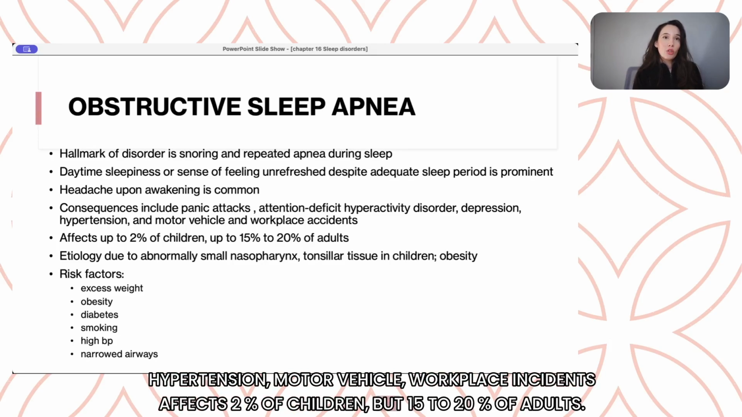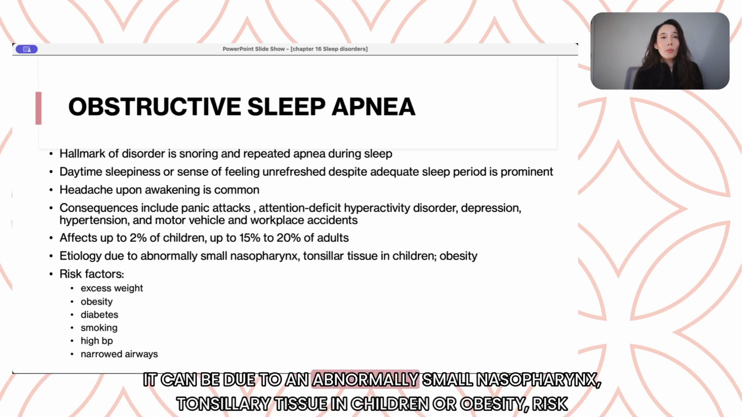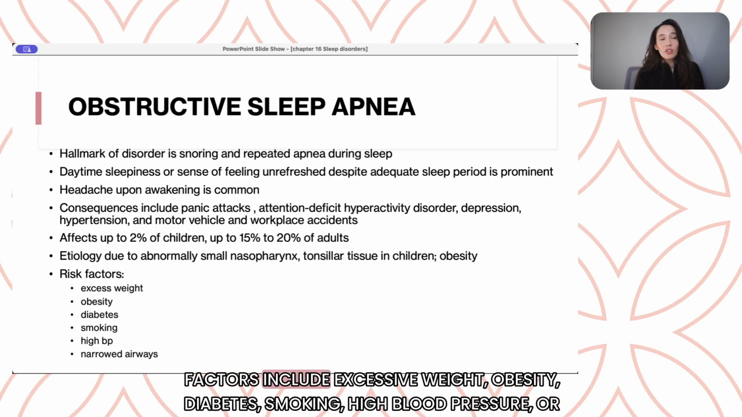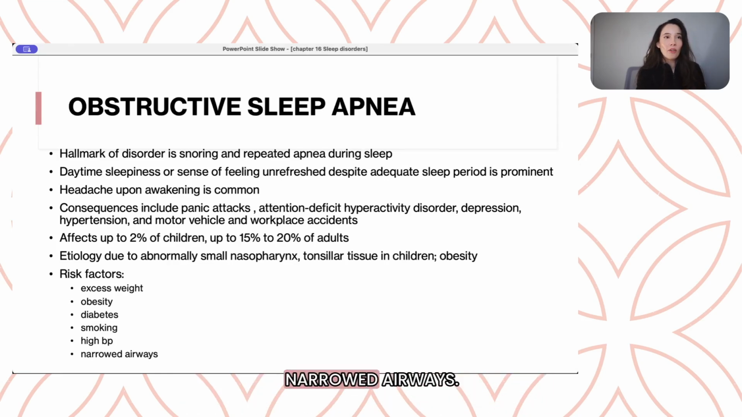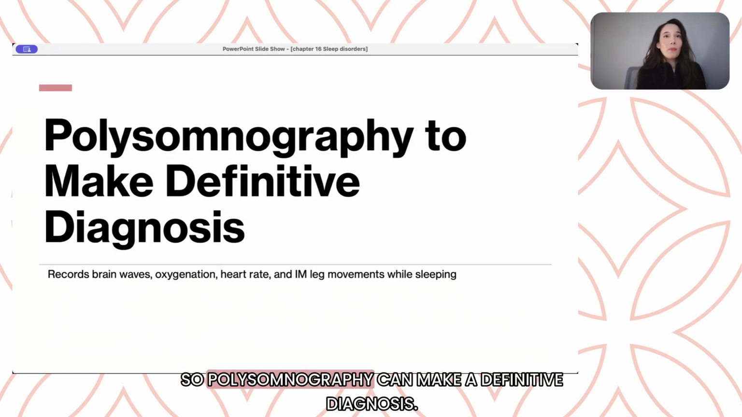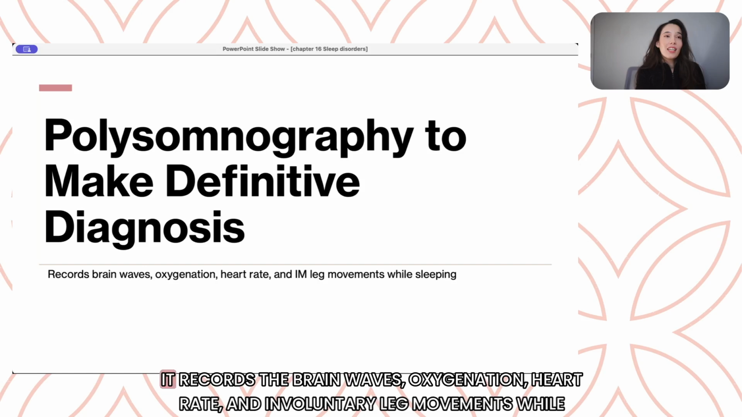It affects 2% of children, but 15 to 20% of adults. It can be due to an abnormally small nasopharynx, tonsillar tissue in children, or obesity. Risk factors include excessive weight, obesity, diabetes, smoking, high blood pressure, or narrowed airways. Polysomnography can make a definitive diagnosis. It records the brain waves, oxygenation, heart rate, and involuntary leg movements while sleeping.